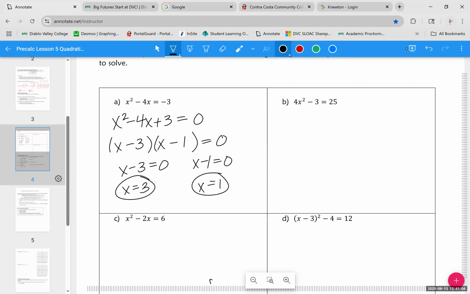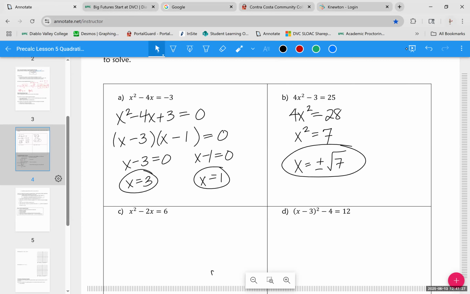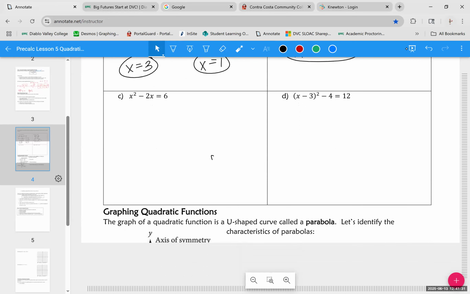All right, let's try B. Oh, look at this. B does not have an x term. That leads me to believe that I should be able to isolate my x squared. Add the 3, divide by 4, and so now I can square root both sides. Don't forget the plus minus, and I'm done. Again, I would barely be at the plugging in stage if I was using the formula.